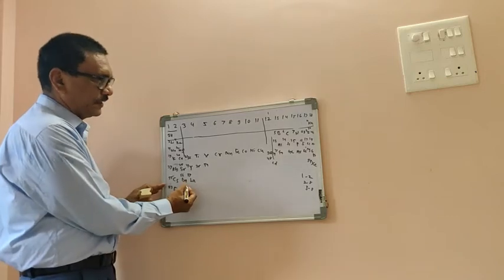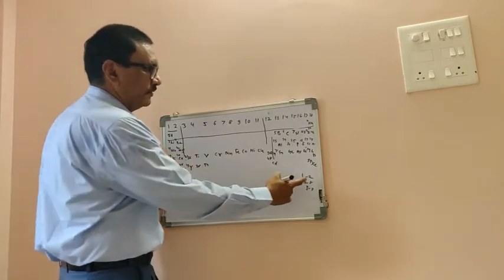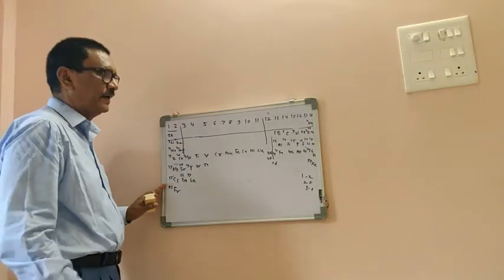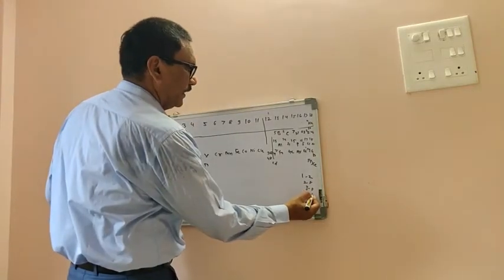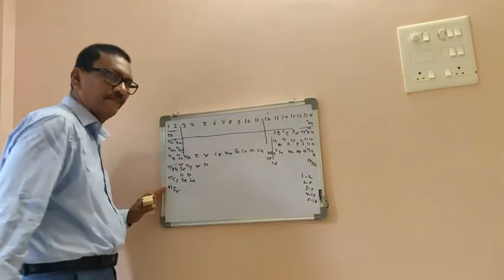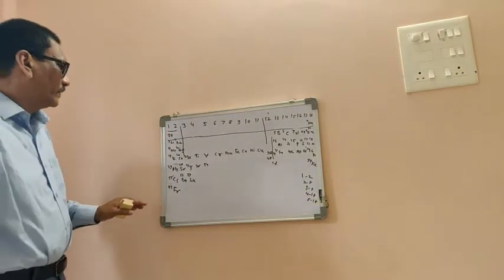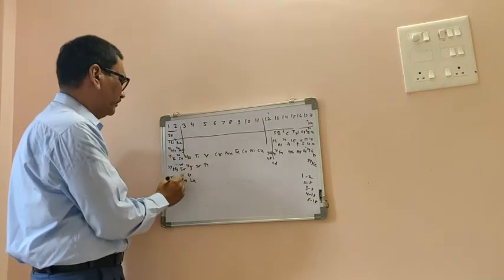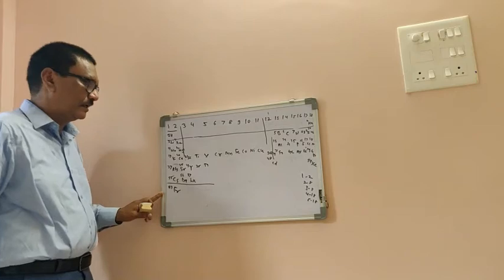Now let us see here with attention. The first period has 2 elements, the second period 8 elements, the third period 8 elements, the fourth period contains 8 elements, the fifth period contains 8 elements. Now we will start the sixth period here.